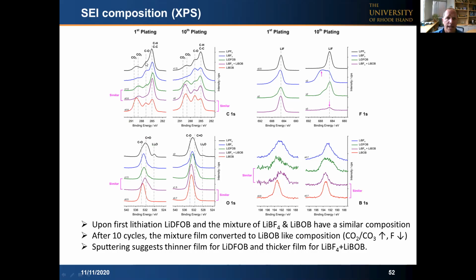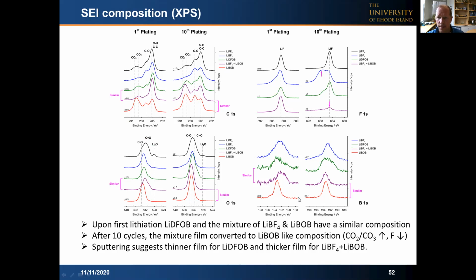Now what we notice here is after the first plating cycle, these are the carbon spectra, the two SEI films are very similar for the lithium difluorooxalato borate and the structurally analogous LiBF4 plus LiBOB electrolyte. However, after 10 cycles, the structures are very, very different. And in fact, the structure with LiBF4 plus LiBOB looks much more like the LiBOB electrolyte. Now, the same thing is the case with the fluorine spectrum and also the boron spectrum.